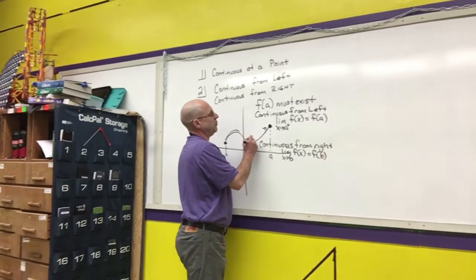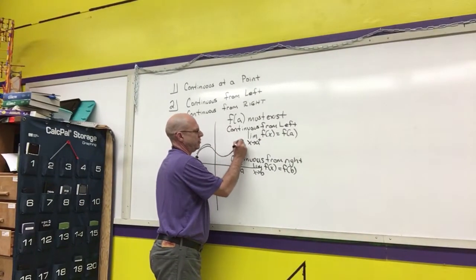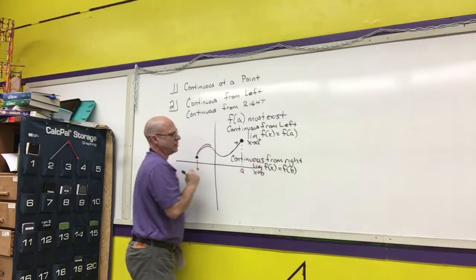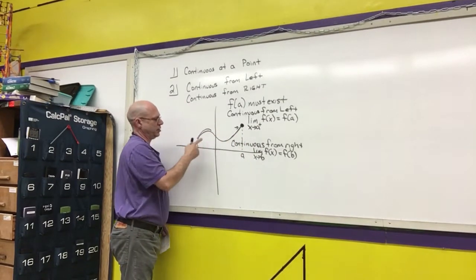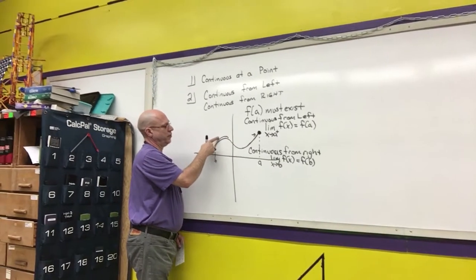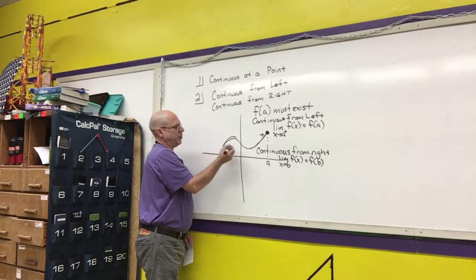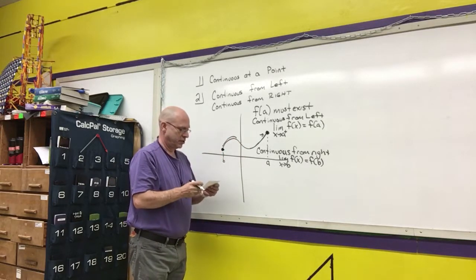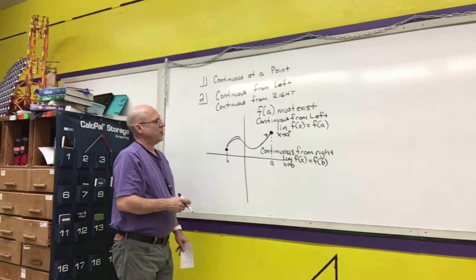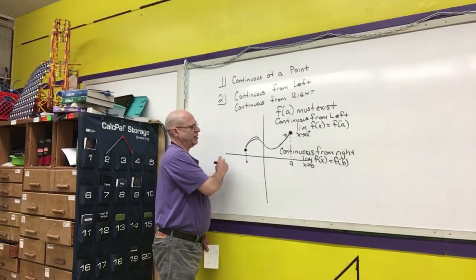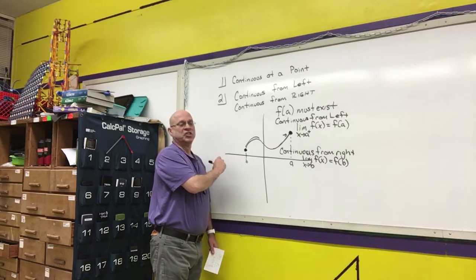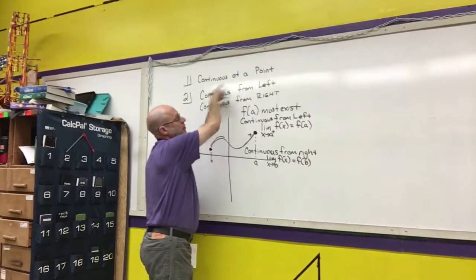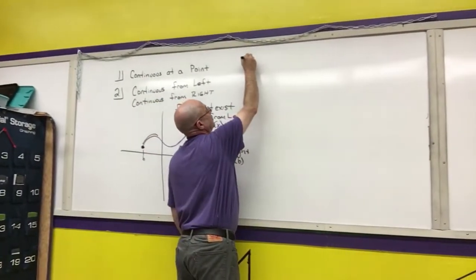But the direction that I am coming from matters. If I'm coming from the left, the limit as I approach the point in the positive direction must equal the value of the function. And continuous from the right, the limit as I approach in the negative direction must equal the value of the function. We call a function continuous if it is continuous at every single point from negative infinity to infinity.